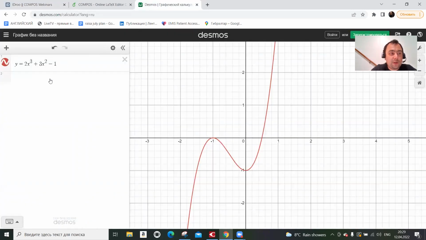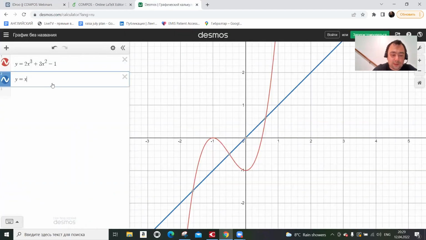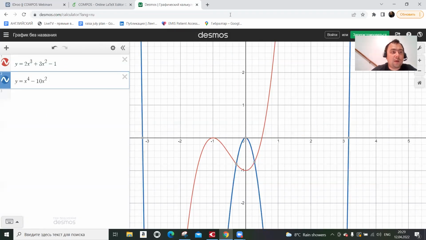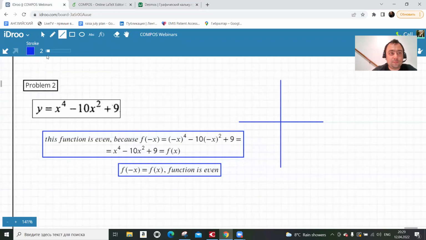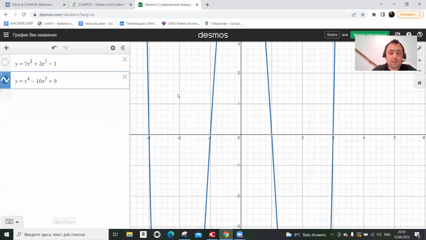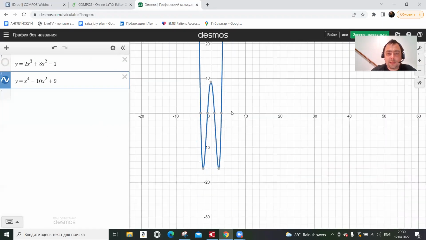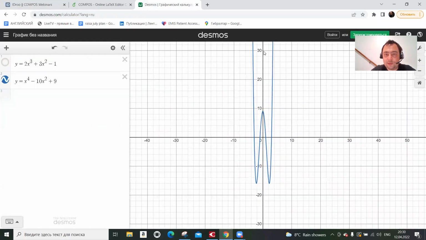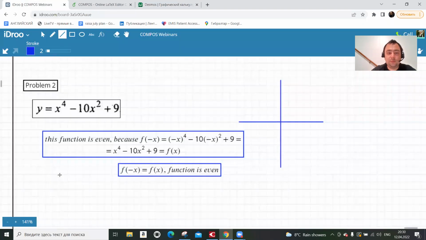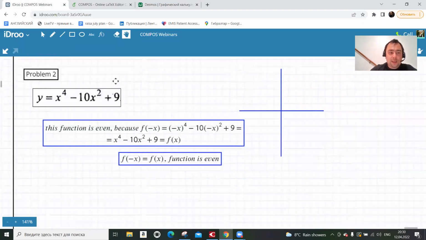Let's check. So y is equal to x to the power 4 minus 10x squared plus 9. And we hide this one. And you can see that this graph definitely has a line of symmetry, and this is a vertical line of symmetry, and this is the y-axis.